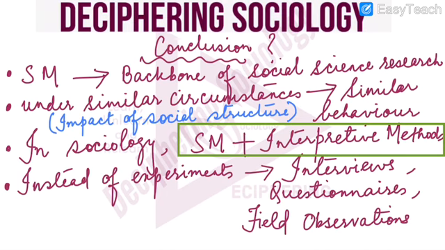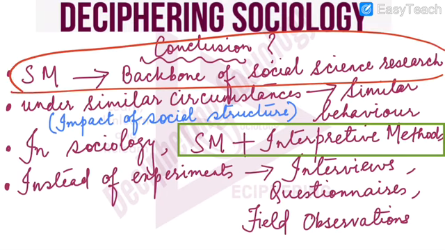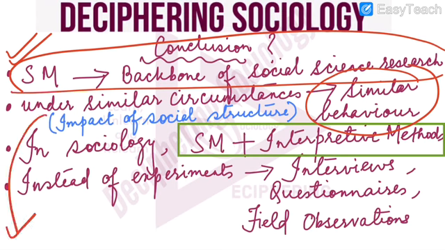So how do we conclude? We conclude by saying that scientific method is the backbone of social science research. We start with scientific method, and it has been observed that under similar circumstances we see similar behavior. This you will read in topic 4. For example, when you are studying suicide, you will realize that under similar circumstances, similar sections of people behave in a similar manner.